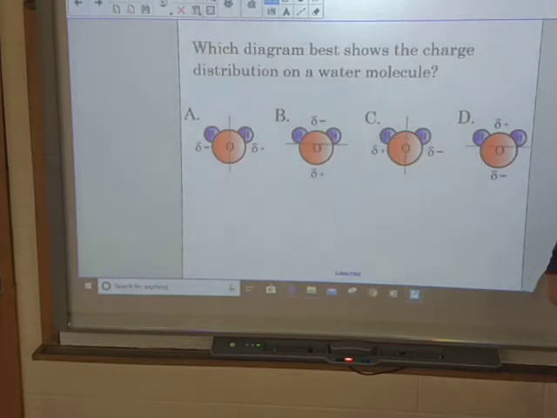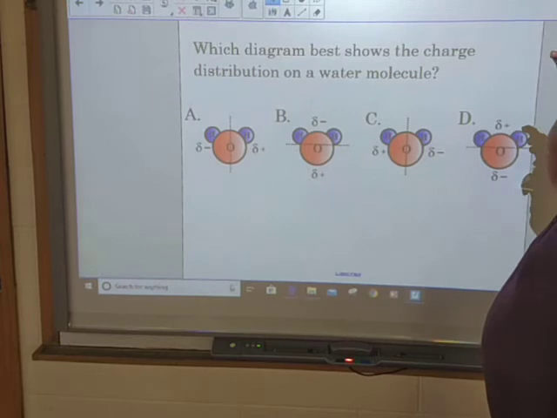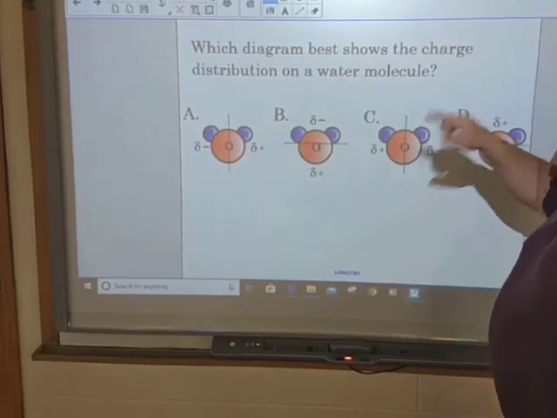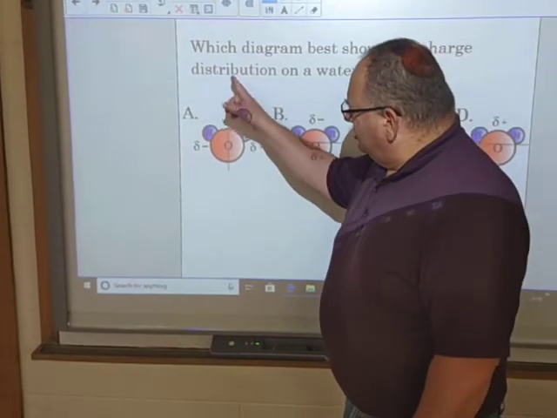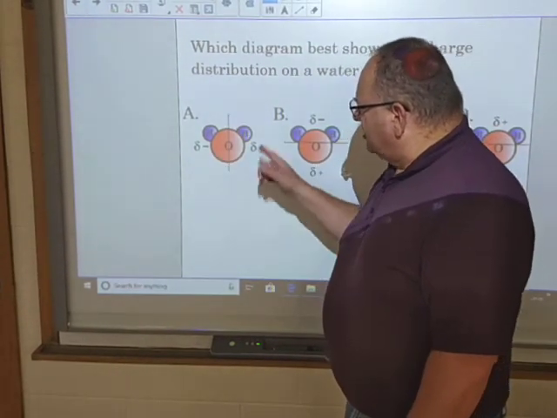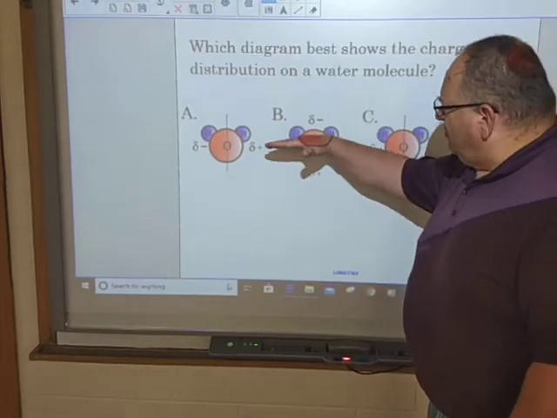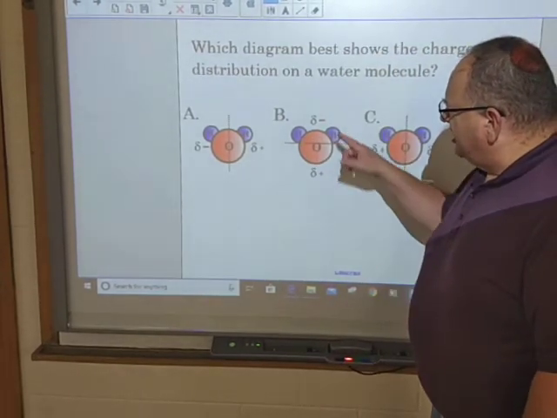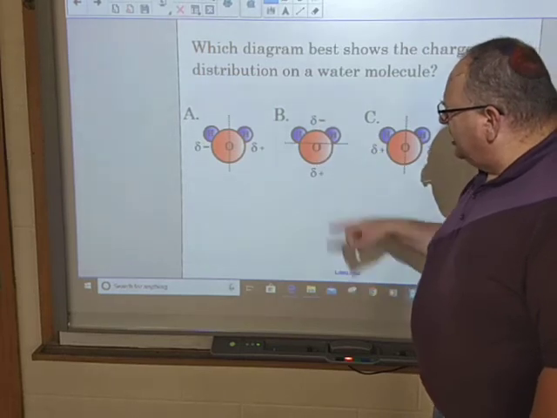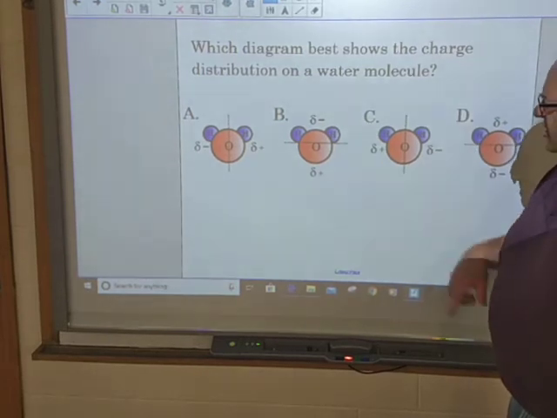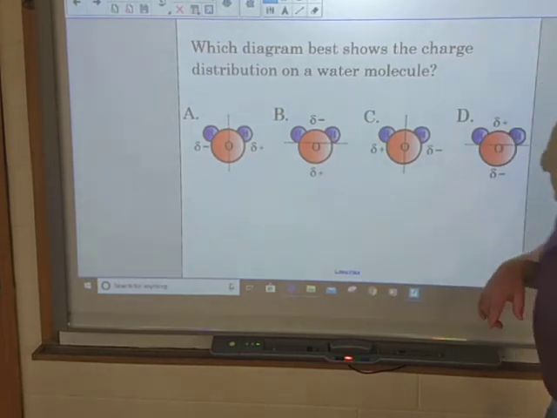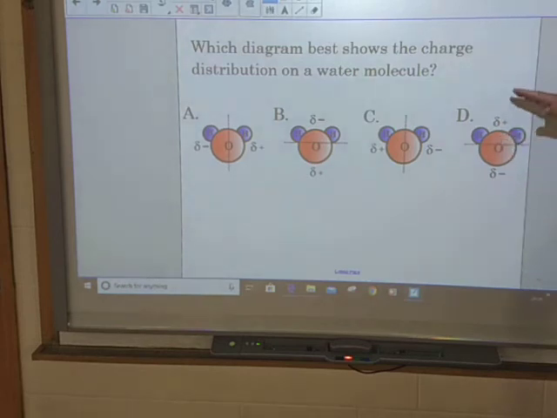All right, so pop quiz. Which diagram best shows the charge distribution on a water molecule? So, do we take our Mickey Mouse face and cut it right down the middle and say that side's negative, this side's positive? Do we draw it horizontal with the ears on top and say that the ear side, the hydrogen side, is negative and the bottom is positive? Do we split it in the middle and say the left side is positive and the right side is negative? Or do we split it horizontal and we say the hydrogen side is positive and the oxygen side is negative? Think about it. We just had it.